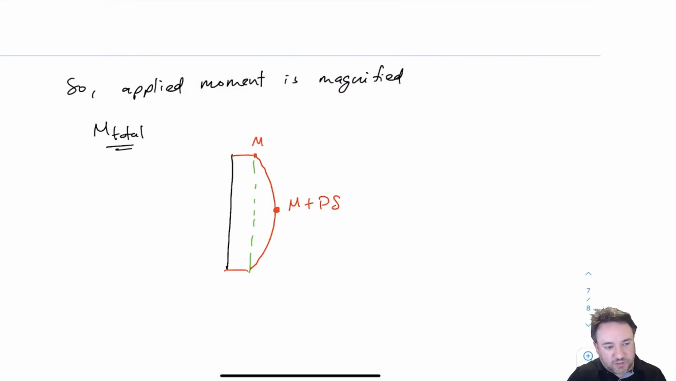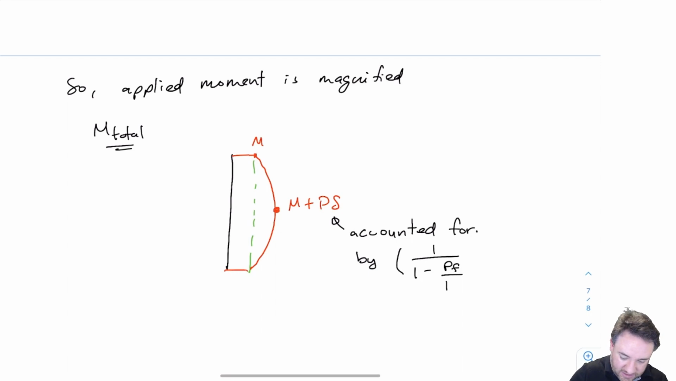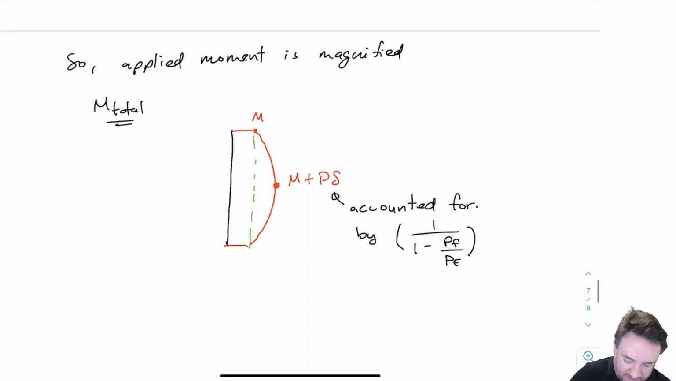In the steel code, it differentiates between P small delta effects and P big delta effects, which we're going to talk about in a second. And the wood code does not differentiate between these two things. So we're basically accounting for all P delta effects in one kind of approach. Okay, and so we're accounting for this P small delta and also, it turns out, P big delta by modifying my moment by this amplification term in the equation.